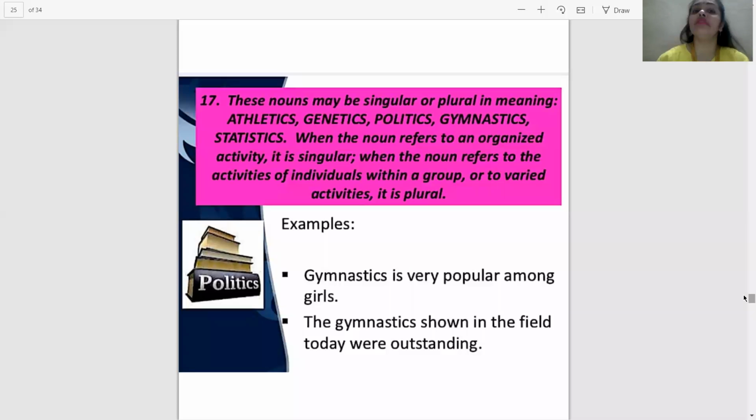Now when we are using were here, it automatically hits our minds that it's not about one gymnastics as a whole, but different activities, like we have yoga. In yoga you have different asanas. So when we talk about different asanas in yoga, it becomes different activities of an individual. In that way we will use a plural verb.